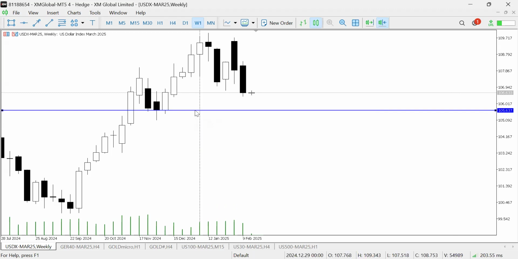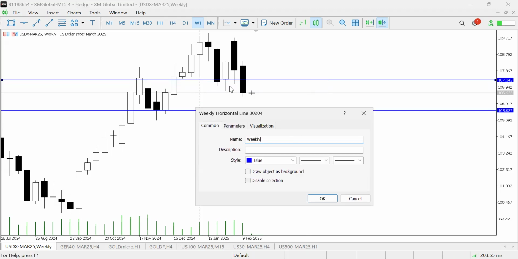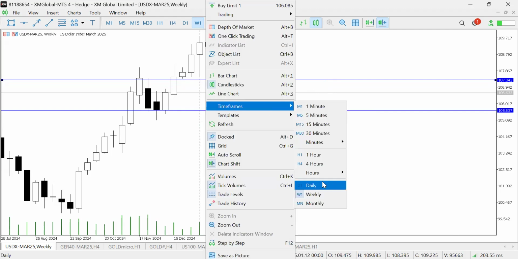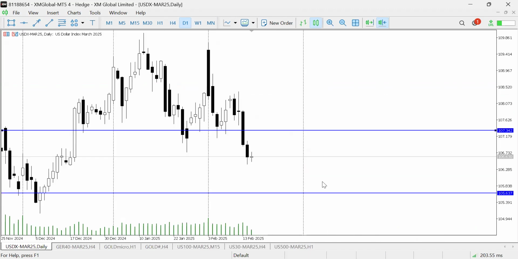I also have a bearish order block on my weekly time frame. Let's jump to the daily. All right, this is all narrative.